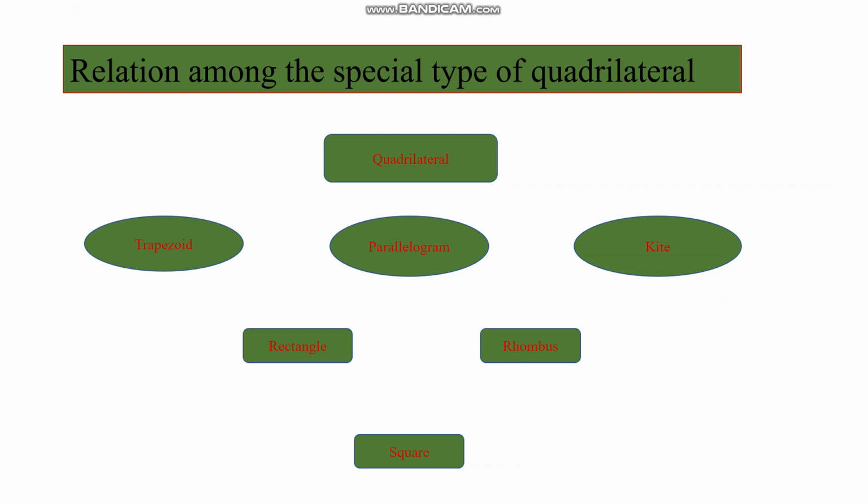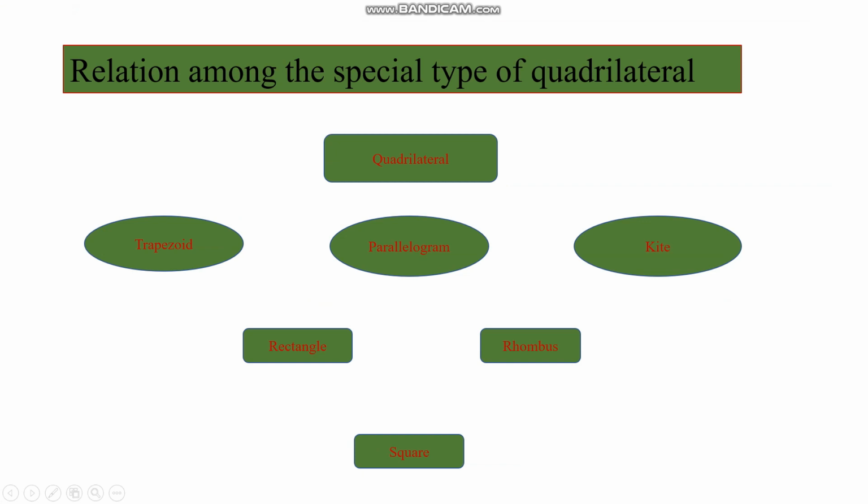Now the next point is the relation among the special types of quadrilateral. This is the quadrilateral, the general quadrilateral: different sides, different angles, different diagonals. But a parallelogram is a special quadrilateral because of the two pairs of opposite sides equal and parallel. In a trapezoid, one pair of opposite sides is parallel. In a kite, no pair of opposite sides is parallel or equal. Parallelogram is connected to the rectangle, rhombus and square.